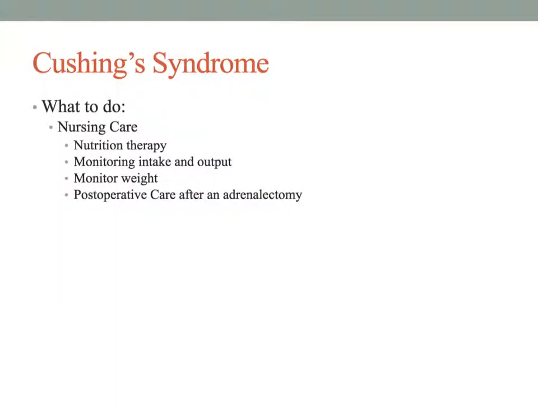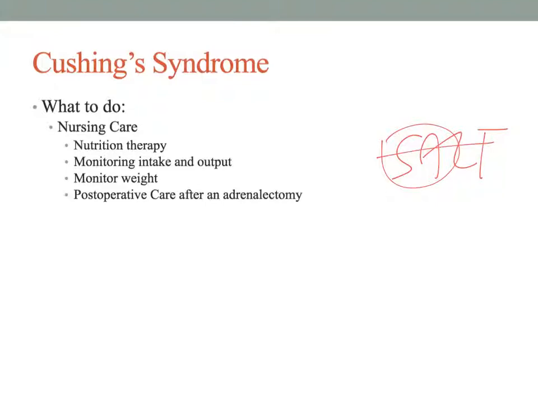Nursing interventions are directed at nutrition therapy, monitoring I&O, monitoring their weight, and then postoperative care if they happen to need an adrenalectomy or a pituitary removal. Nutrition therapy, make sure you understand that. That might involve fluid restriction or sodium restriction. Make sure the sodium levels are monitored closely and that we restrict it in their diet. These patients might be on a no-salt diet so we can manage their fluid and electrolyte balances. That could be something that would be appropriate for a patient with Cushing's disease.